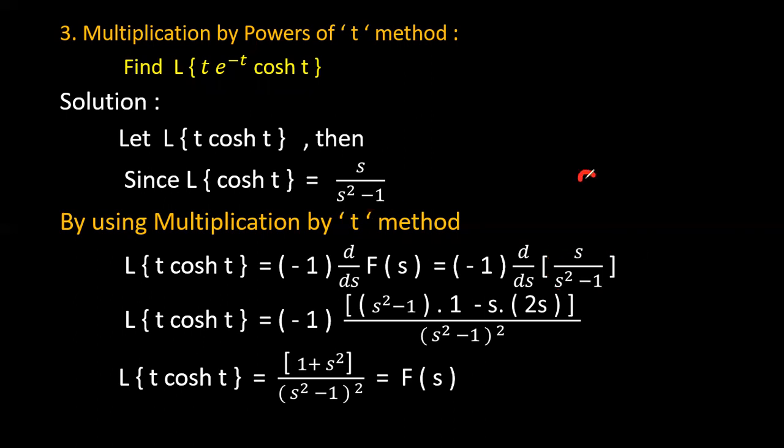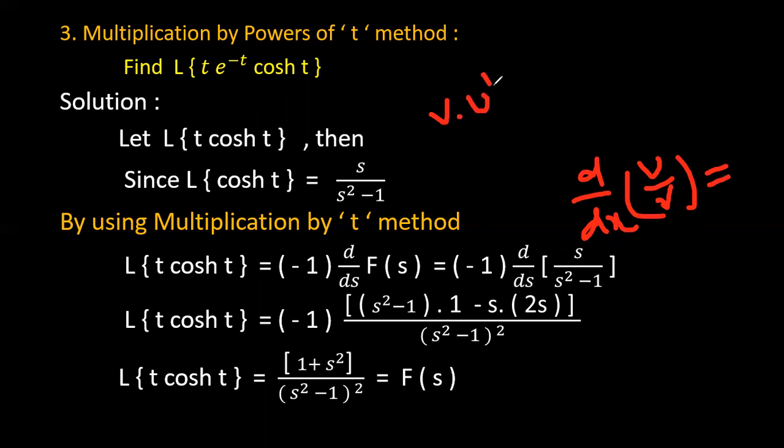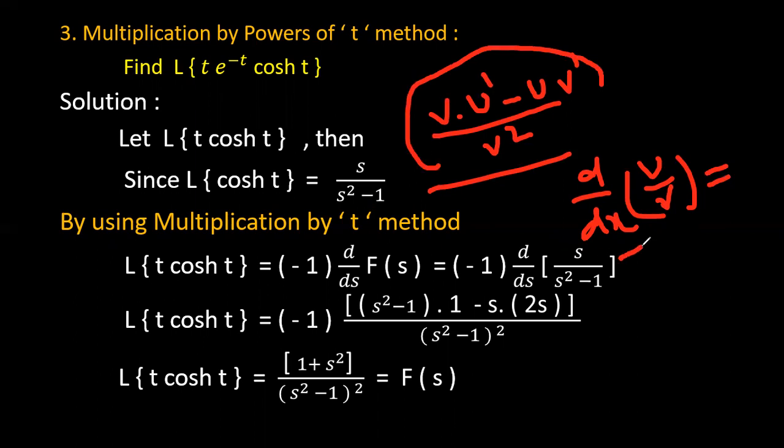Then apply the d by dx of u by v rule. That is nothing but: take v as a constant and differentiate u, minus u as a constant and differentiate v, then divide by v square. This is the uv rule. If you apply this uv rule to this function, you will get minus 1, and the denominator function will be the same, into the differentiation of numerator. The differentiation of s is nothing but 1, minus the numerator value, which will be the same, and differentiate the denominator.